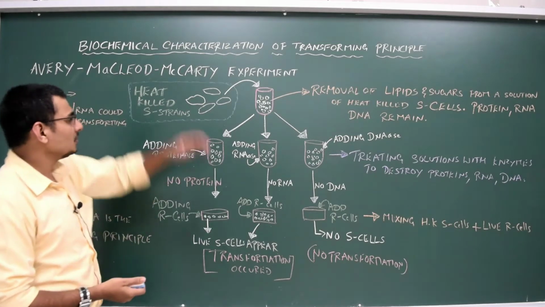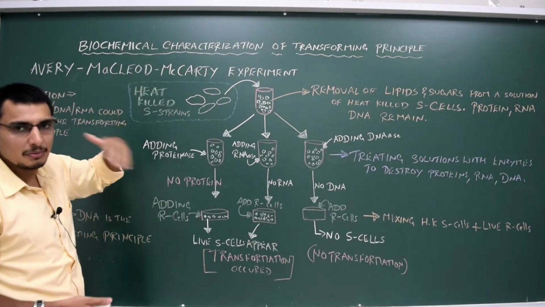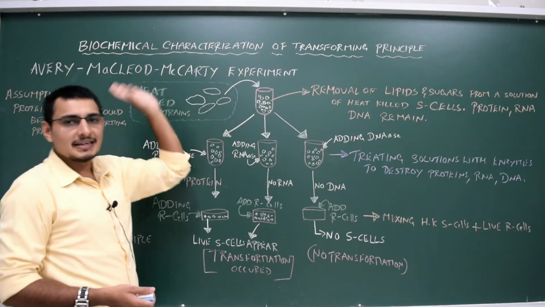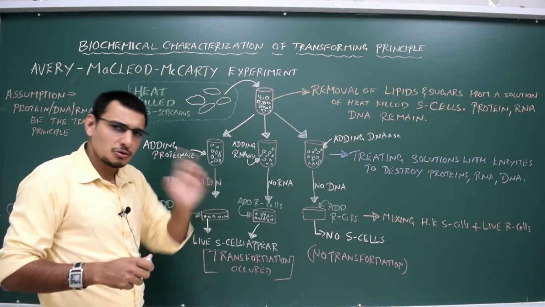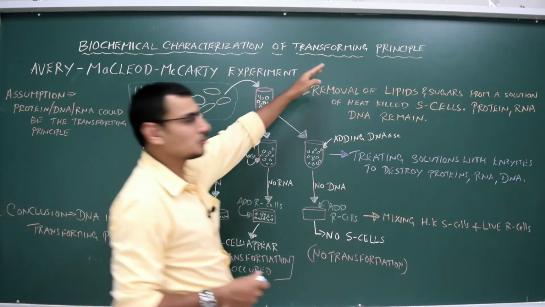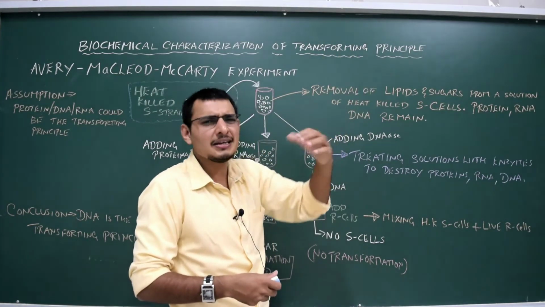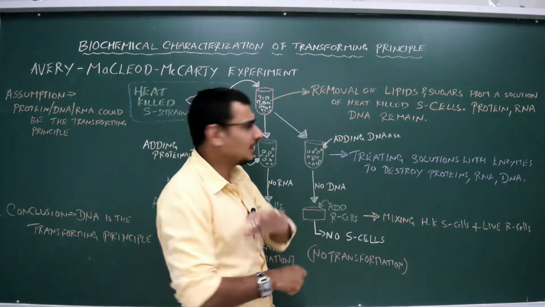Very simple. You could see here, they took the heat killed S strains. Obviously, they killed it by heating. After that, they just put it inside a test tube containing some solution, and after that they went for centrifugation, that rotation method. As a result, they could separate lipids as well as sugars. That's what I have written here. They removed the lipids and sugars because they knew that lipid and sugar could not be a genetic material or transforming principle. That's it, they removed it.